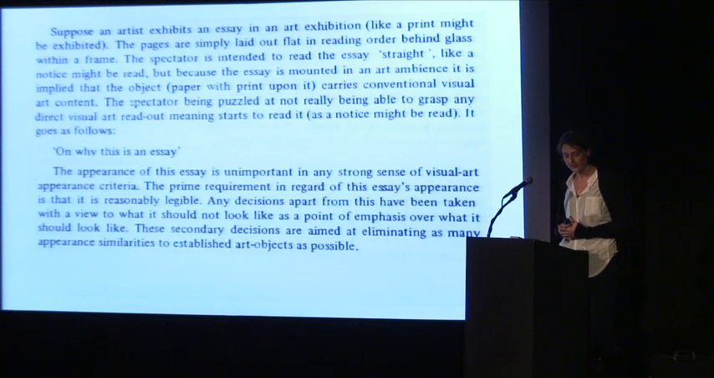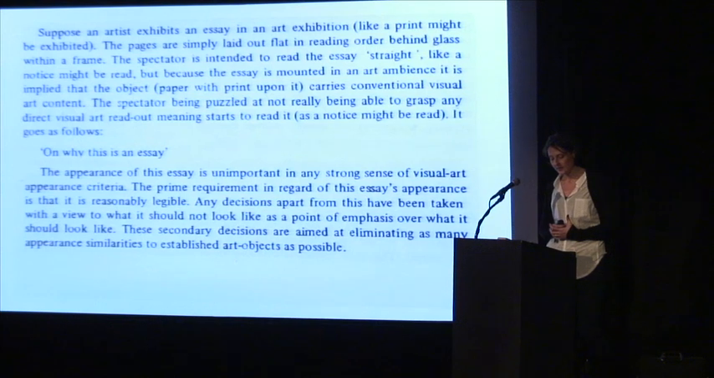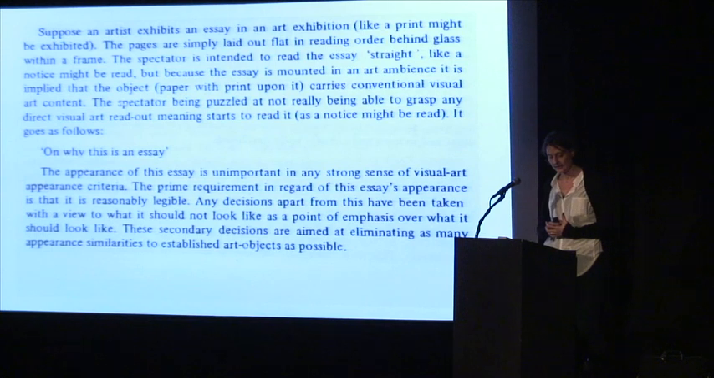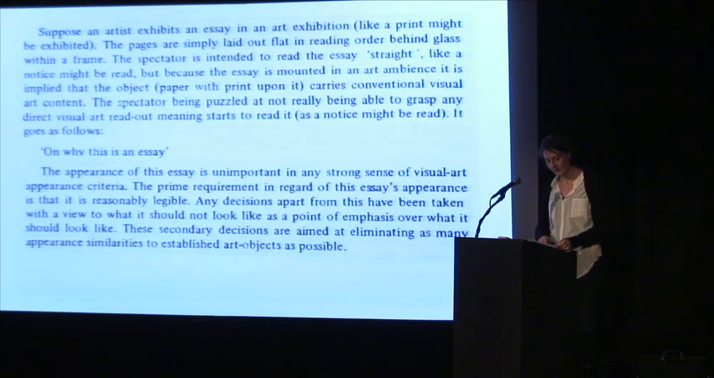It goes as follows. On why this is an essay. The appearance of this essay is unimportant in any strong sense of visual art appearance criteria. The prime requirement in regard of this essay's appearance is that it is reasonably legible. Any decisions apart from this have been taken with a view to what it should not look like as a point of emphasis over what it should look like. These secondary decisions aimed at eliminating as many appearance similarities to the established art objects as possible.